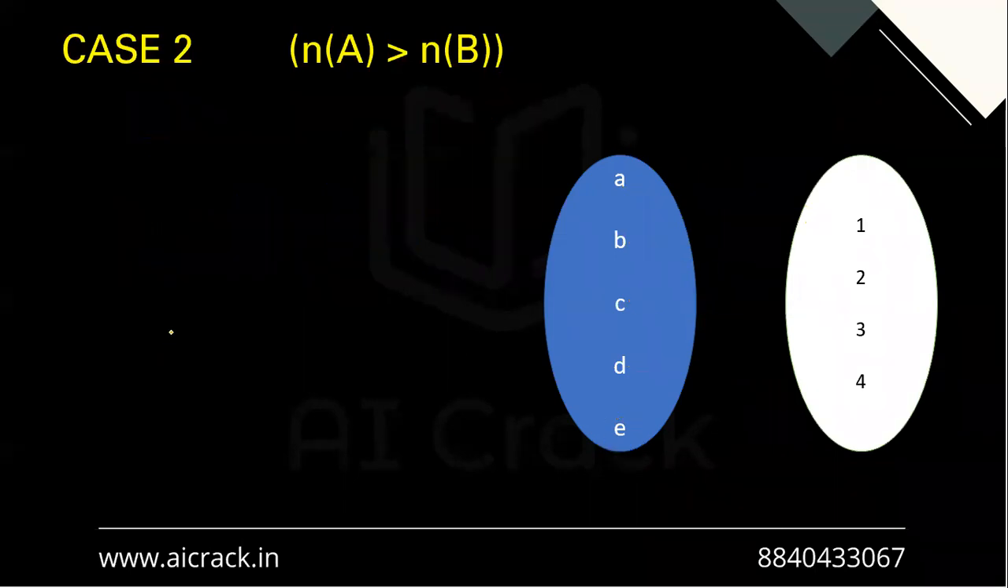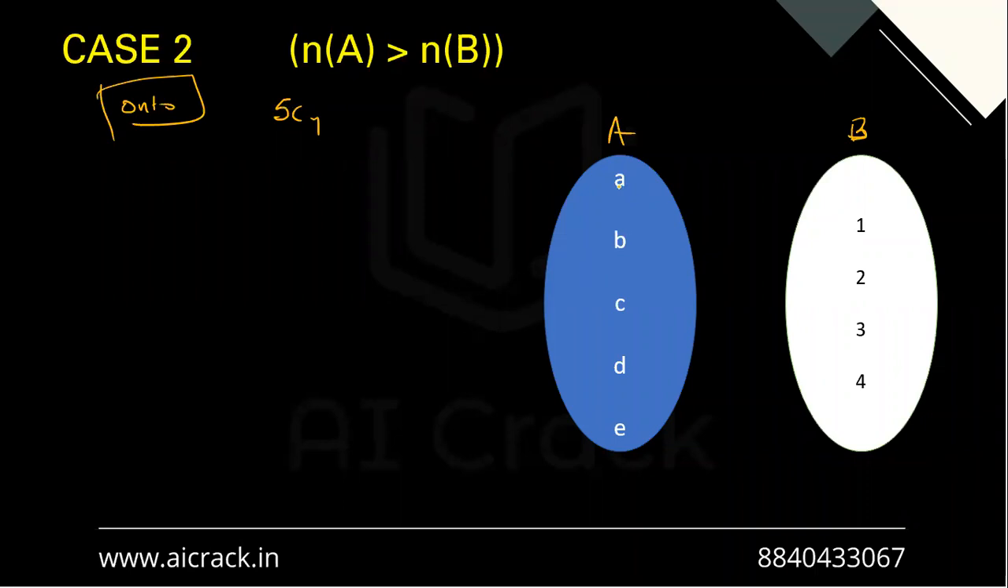Now that is a tricky part. I'll take that on a new page. Total number of onto functions. Now one might get confused or tricked: okay, what we can do is select four elements from here and map them one-to-one. And then we'll take the one element left behind and map it to any other. So that would give me the idea that I would do 5C4.